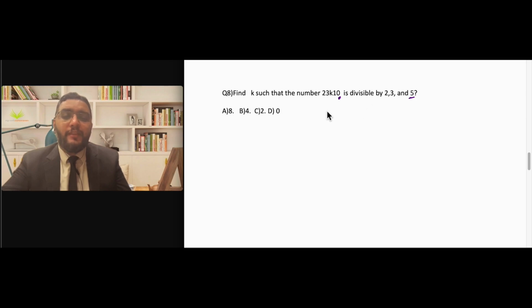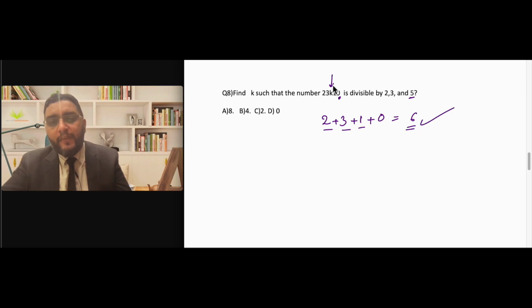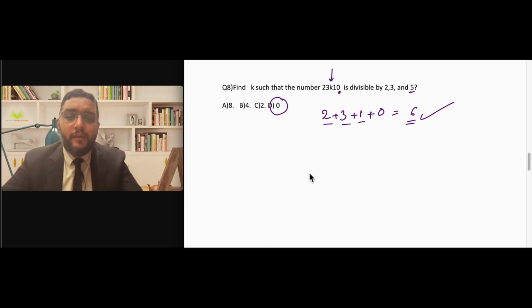How can we check this number is divisible by 3? Just add the values of the digits. 2 plus 3 plus 1 plus 0. 2 plus 3 is 5, plus 1 equals 6, plus 0 will be 6. This number is divisible by 3, so we can put the value of k as 0. Let's move to another question.